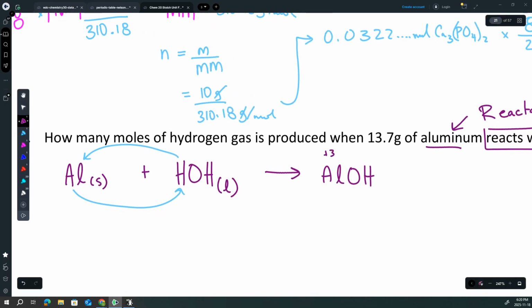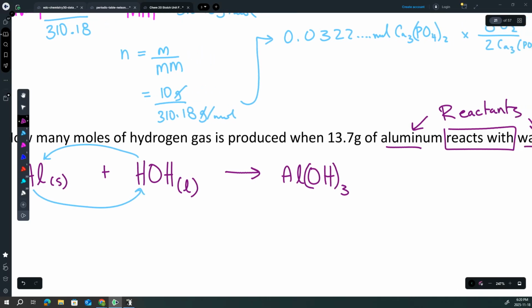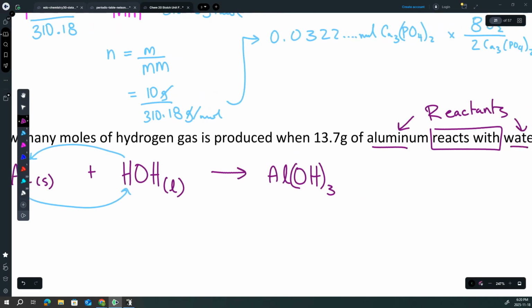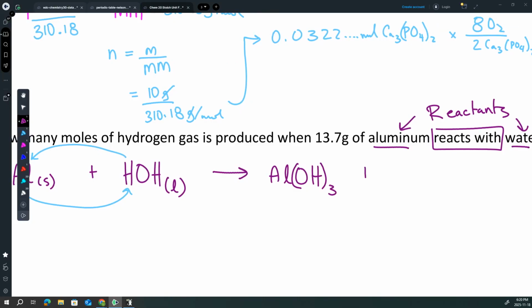Aluminum likes to have a 3+ charge, hydroxide likes to have a 1-, so that doesn't equal 0. Got to do crisscross applesauce. So we want to say we need 3 hydroxides because hydroxide is a polyatomic ion. We need to put brackets around it when there is more than one of them. All right, so now that's balanced. And I will worry about the state later.